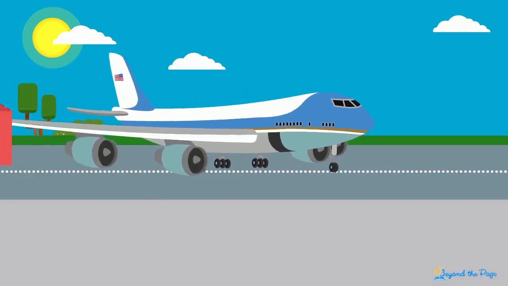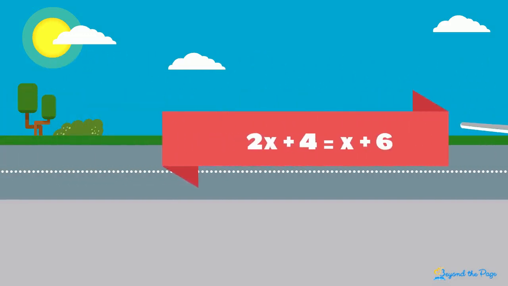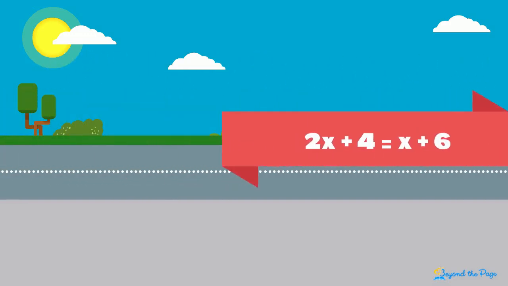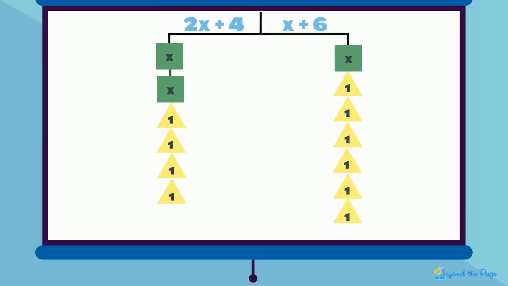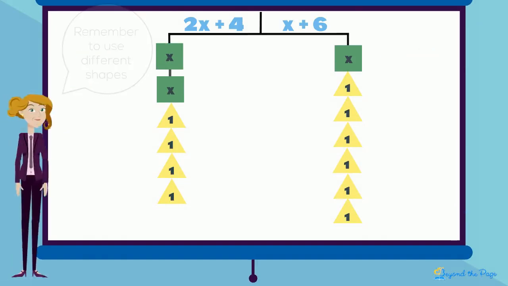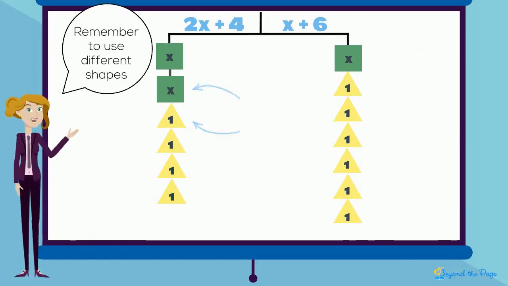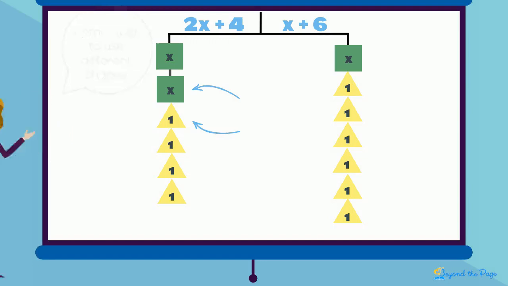Here's another equation that can be solved using a hanger diagram. 2x plus 4 equals x plus 6. This example has the variable shown on both sides of the equal sign. As you draw a hanger diagram for the equation, remember to use a shape for the variables that is different from the shape used for the constants.